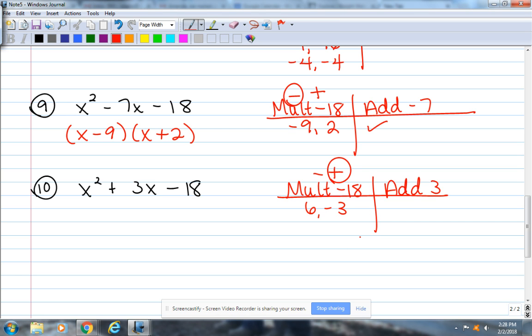Check it. Does it multiply to get this? Yes, ma'am. Does it add to get this? Yes, ma'am. All right. So what are my 2 factors? X plus 6 and x minus 3. Very good.